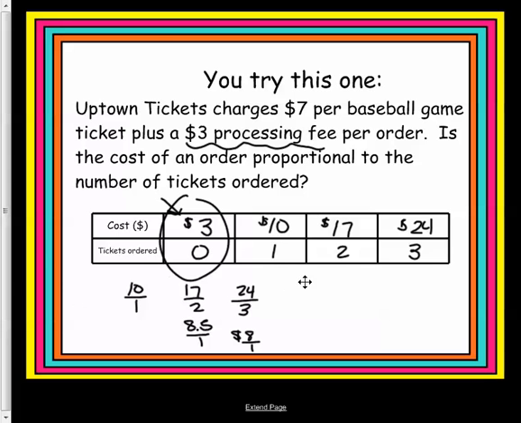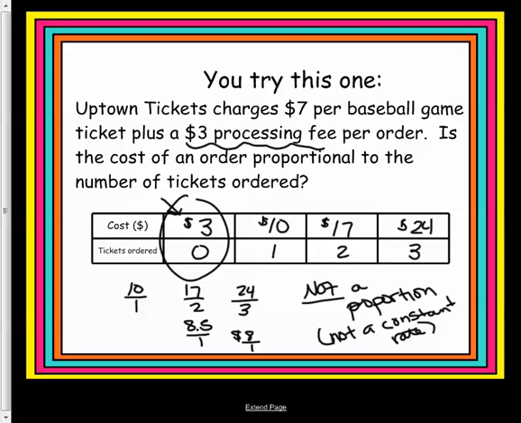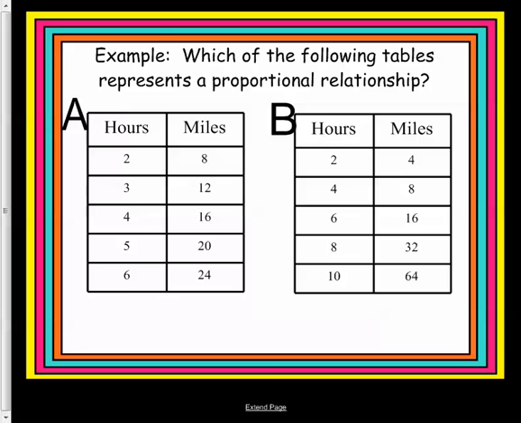So for this one, we write not a proportion. Okay? And why is it not a proportion? Because there's not a constant rate. Okay, so which of these tables represents a proportional relationship? Okay, so let's look as we go.